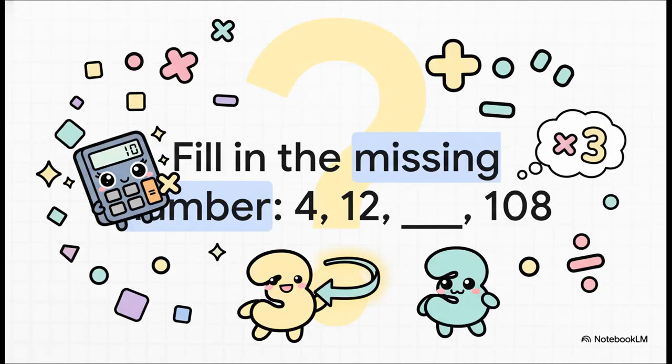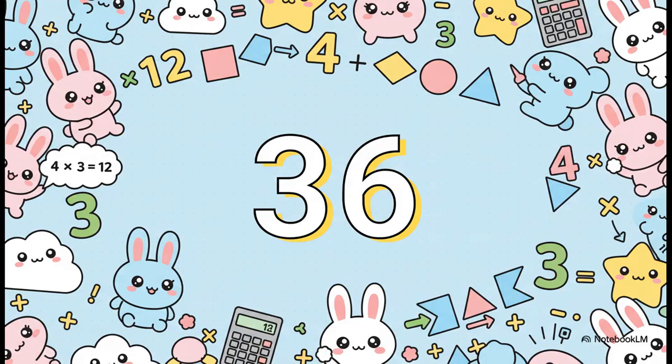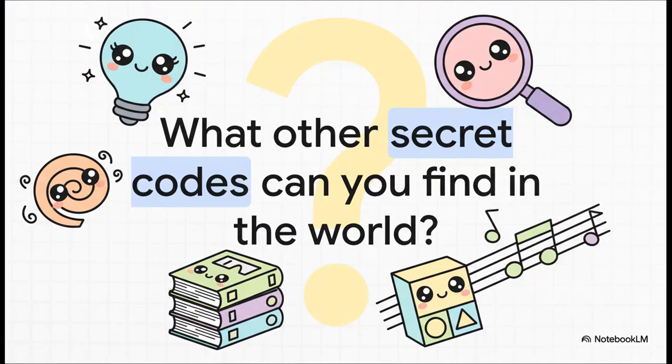Okay, a bit trickier now. Fill in the blank. 4, 12, something, 108. That jump is pretty big, so you should probably be thinking multiplication. The answer is 36. The common ratio was times 3. 4 times 3 is 12, and 12 times 3 is 36. You have absolutely mastered geometric sequences. Perfect. And with that, you have officially completed your quest.